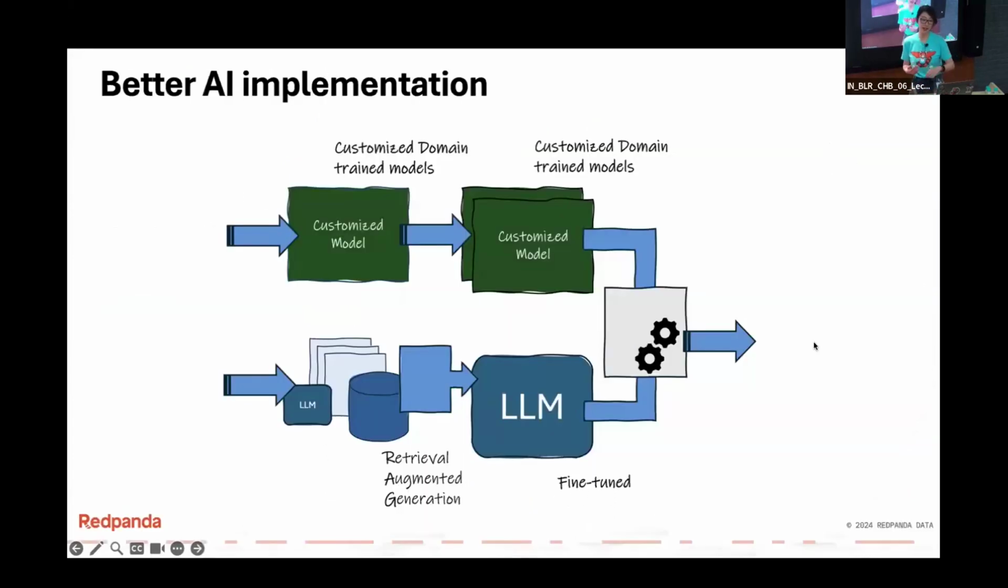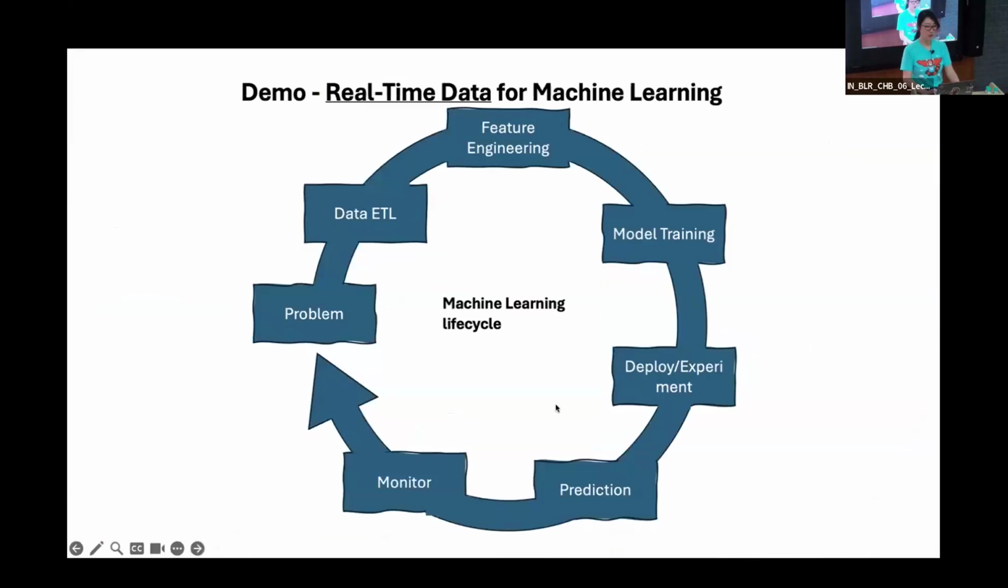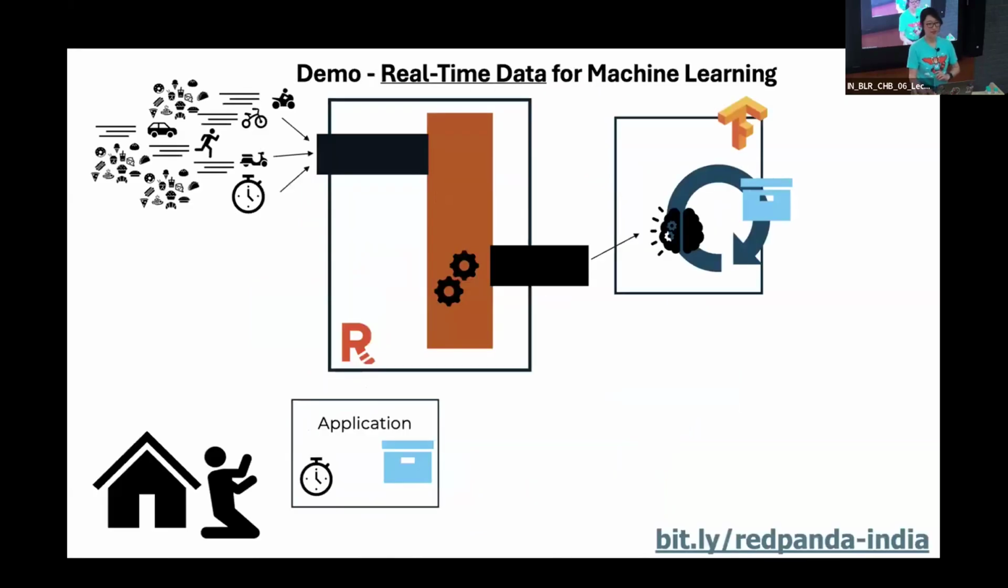So let's go back to our implementation. We're going to do an LLM here, a real-time data machine learning. With machine learning, first you have a problem, then you have your ETL, then you do your feature engineering. Feature engineering is making the data sets fit better for your models. Then you do your training, deploy your models, start the predictions, see how the model goes, and then you do the whole thing over again. This is how machine learning works.